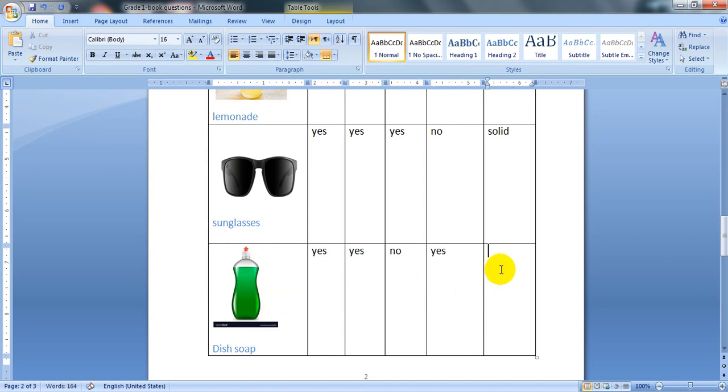What about the last question? Is it solid or a liquid? Of course it is a liquid because it flows when your mom is putting it to clean the dishes, and it takes the shape of its container, which is the bottle in which it is put.